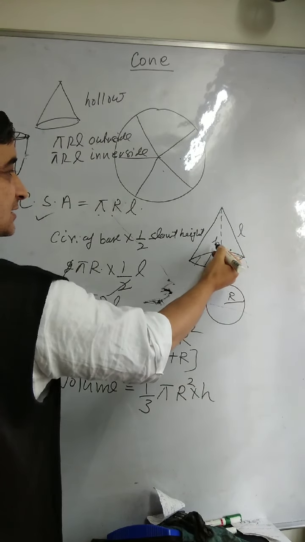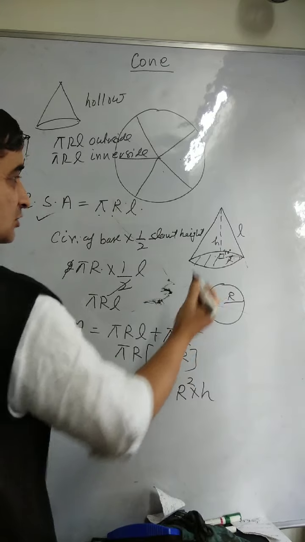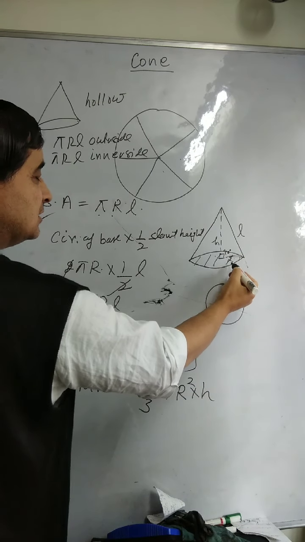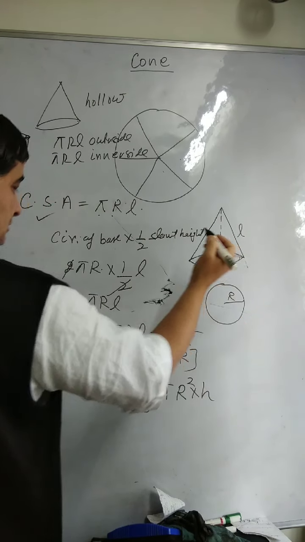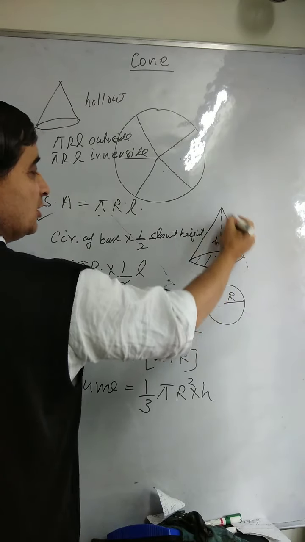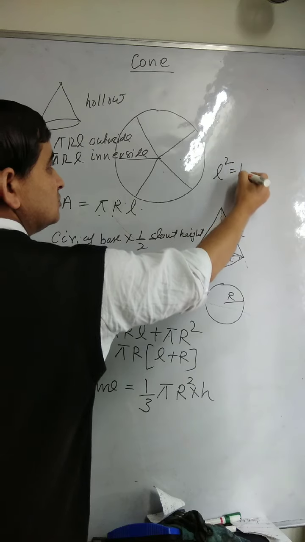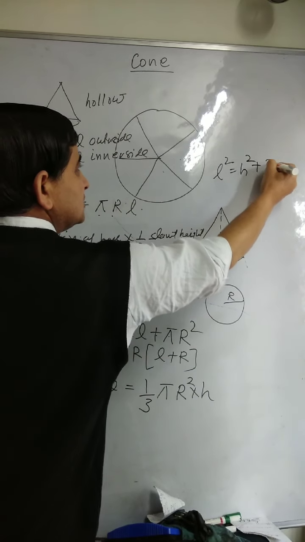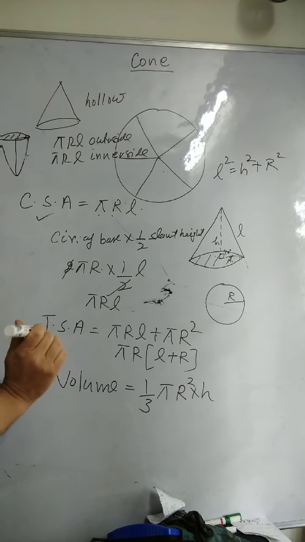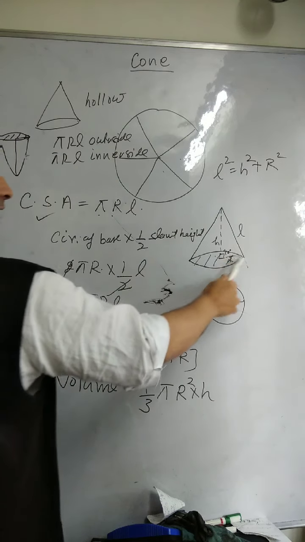This is the slant height, this is the height, this is the radius. So there is a relation between this height, radius and slant height. Right. You know Pythagoras theorem. If you apply, this is a right angle triangle. If you apply Pythagoras theorem, L square equals to h square plus r square. This is what? The Pythagoras theorem, right? If you apply in this triangle.